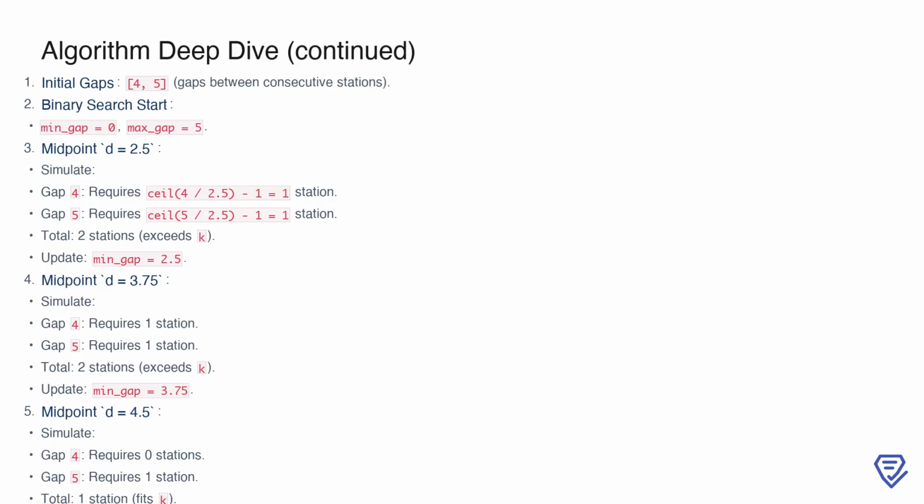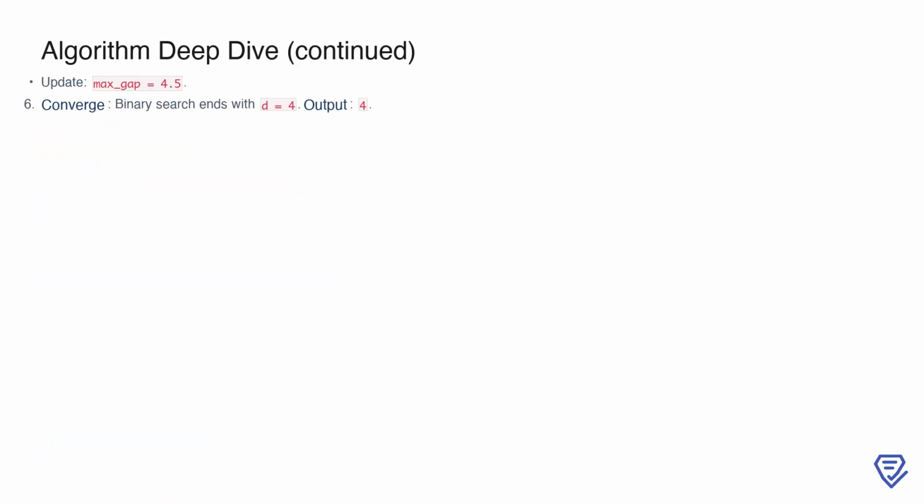Finally, we test d equals 4.5. For the gap 4, no extra station is needed, and for the gap 5, 1 station is required. This totals 1 station, which fits within k. Since d equals 4.5 is achievable, we update max_gap to 4.5. The binary search converges when min_gap and max_gap meet, resulting in d equals 4. This value represents the smallest possible maximum distance between adjacent gas stations after adding the new station. The output for this example is 4.